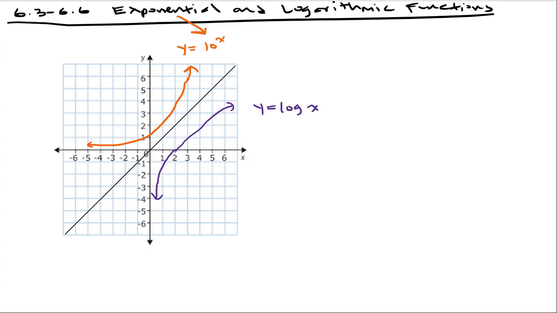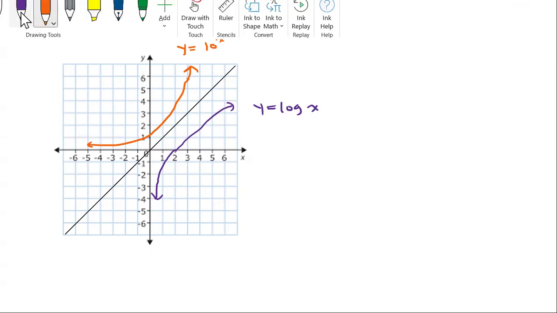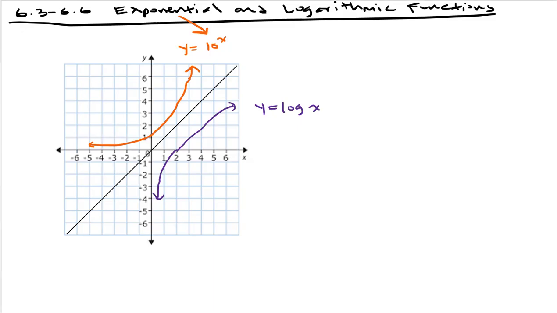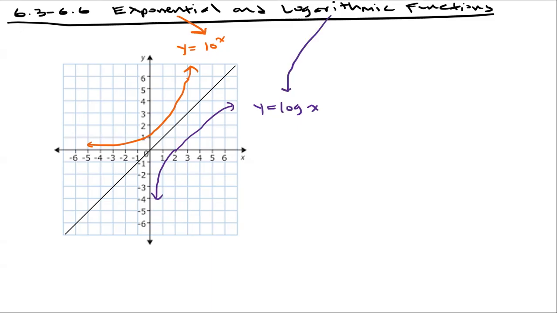Now, this other graph here is called the log function, or logarithmic function. Basically the log function is a reflection of the exponential function. That's why I have here in the middle, y is equal to x. The inverse of an exponential function is a log function. That just means it reflects it over y equals x, just like our previous example in the last section.